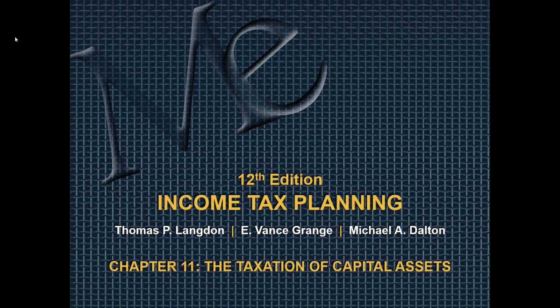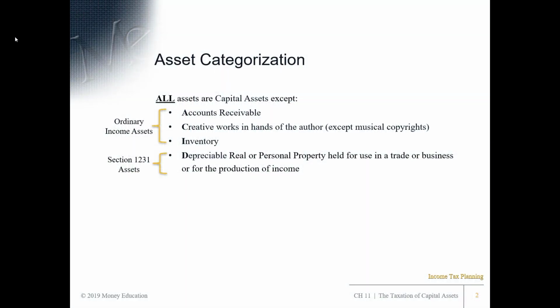This is Chapter 11 for income tax planning. So we're going to talk about asset categorization. All assets are capital assets except for accounts receivable, creative works in the hands of authors (except music copyrights), and inventory. Those would be considered ordinary income assets.